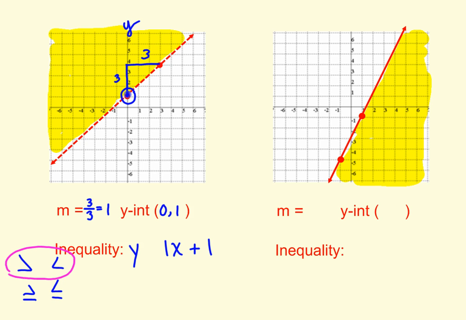And which one? To figure out which one, where is the shading? Are you shading above the line or below the line? And again, to help you figure that out, you can go to the y-intercept, which is right here. See how all the shading is above the line? So that's going to be a greater than. So y is greater than 1x plus 1, or you could just say x plus 1, either one I would take.